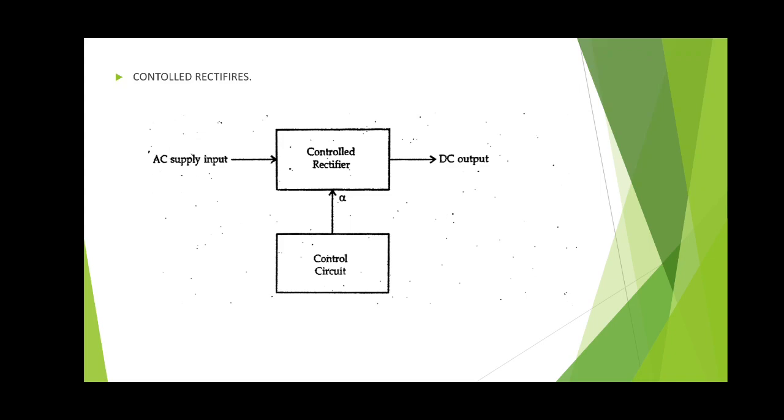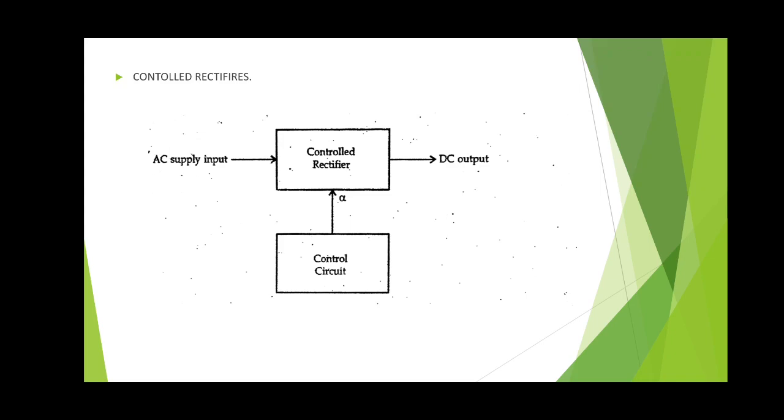We know what rectifiers are. Rectifiers are AC to DC converters. The most common example of a rectifier is the diode. Whatever AC signal is given, the diode will allow the flow of current only in one direction and we get a DC output. But in this section, we are going to study the controlled rectifier.